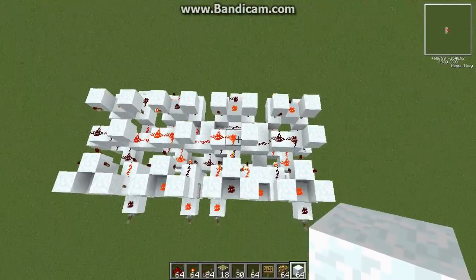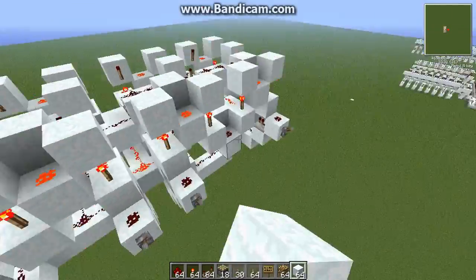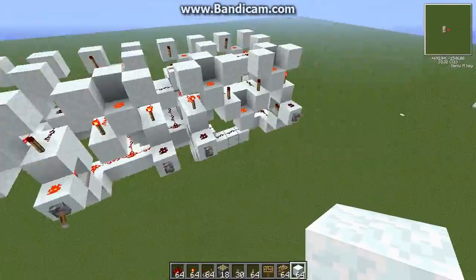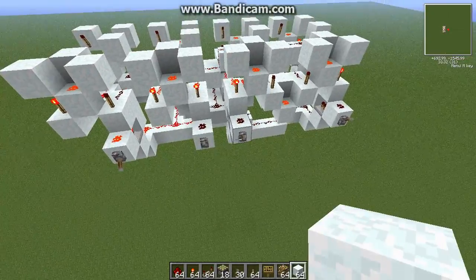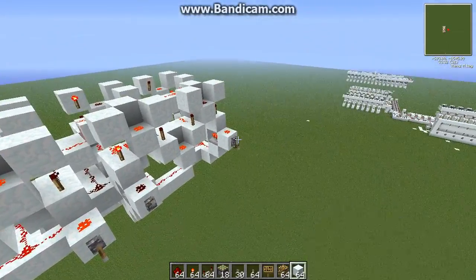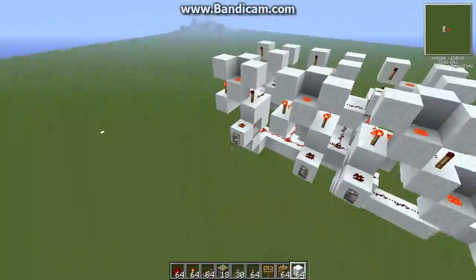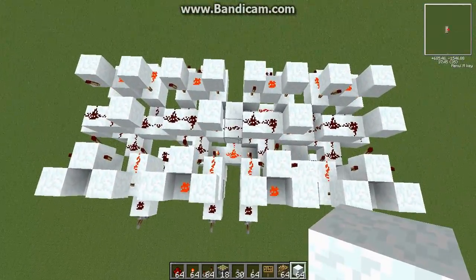6 adds 3. 7 adds 3. Okay, 8, 9, 10, 11, and yeah, basically, it works. Okay, good. So that's the first part.